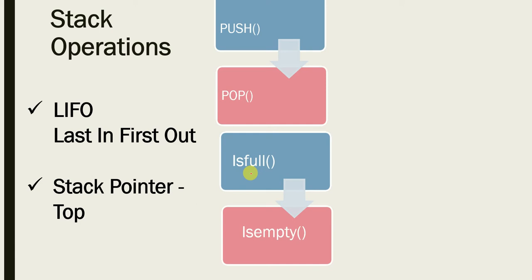So push is pushing the element, pop is taking out the elements, and is full is before you push the elements you should check if the stack is already full. If the stack is full, no elements can be inserted. And before you do the pop operation, you should check if it is empty. If the stack is empty, no elements can be popped. So you understood?